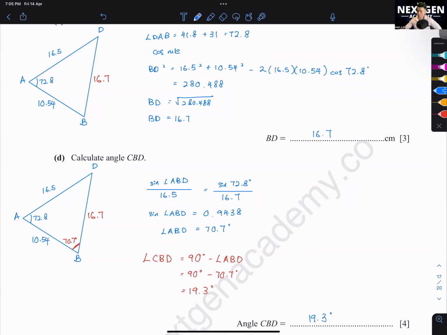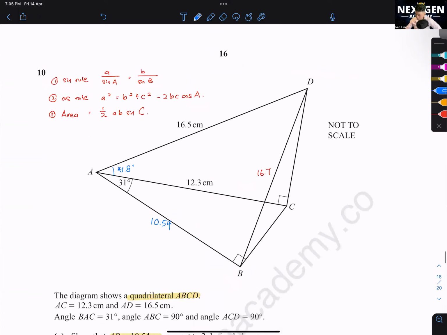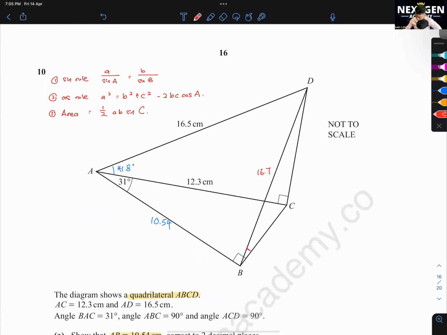Okay, last one for this one. This one also a bit tricky. We just write down whatever information that we have here first. So here is 19.3. We see whether need or not. Now they say calculate the shortest distance from C to BD. What is the shortest distance from a point to a line?